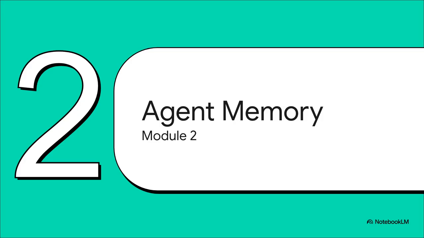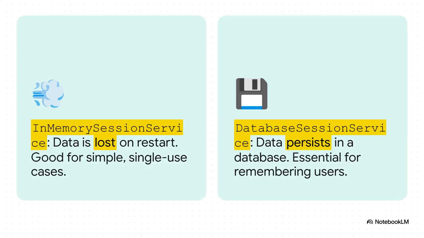Okay, on to Module 2, and we're sticking with memory. Because let's be honest, that temporary memory is great, but it's not enough for the real world. What happens when your user leaves and comes back the next day? You don't want the agent to be like, who are you? We need long-term memory. So right here, this is one of your first major design decisions. You've got two main options. The in-memory session service is super fast, great for quick tests, but poof, the memory is gone as soon as you restart. For anything serious, you're going to need the database session service. That's what gives your agent a real persistent memory by connecting it to a database.